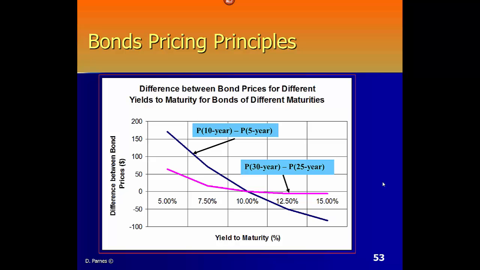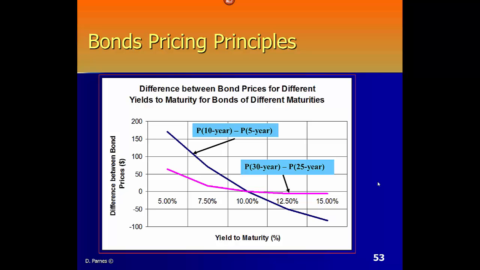And we already know from principle number 3 that long-term maturity bonds' prices are more sensitive to the yield to maturity. That's fine. That's principle number 3. But principle number 4 reveals something new. It tells us that the difference between the prices of two short-term maturity bonds is actually more sensitive than the difference between the prices of two long-term maturity bonds. So let's stop here and understand what it means.